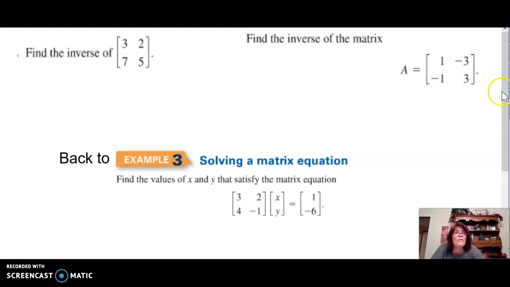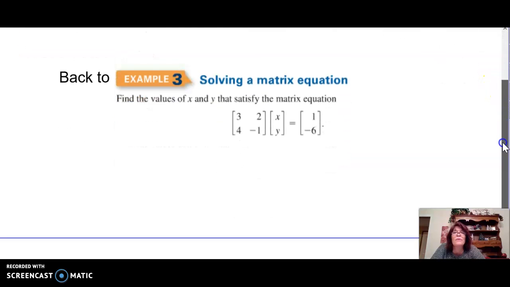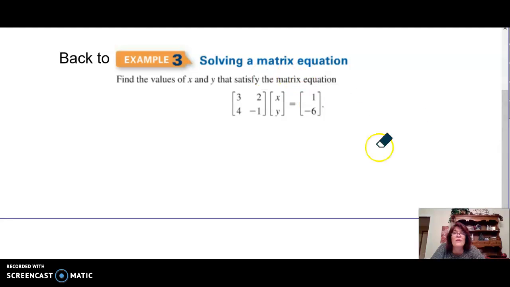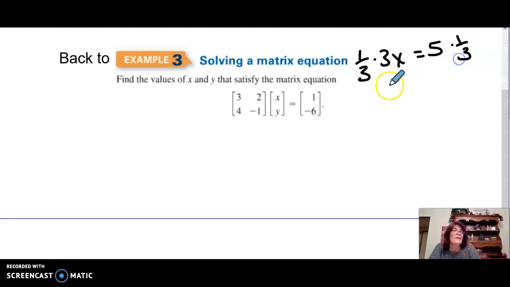All right, so we're going to use that idea in order to solve matrix equations. Here's our equation. Now, if I have 3x equals 5, don't I multiply each side by the inverse of 3? I know I could say divide by 3, but basically I either divide by 3 or multiply by 1/3. That's what we're going to do here.